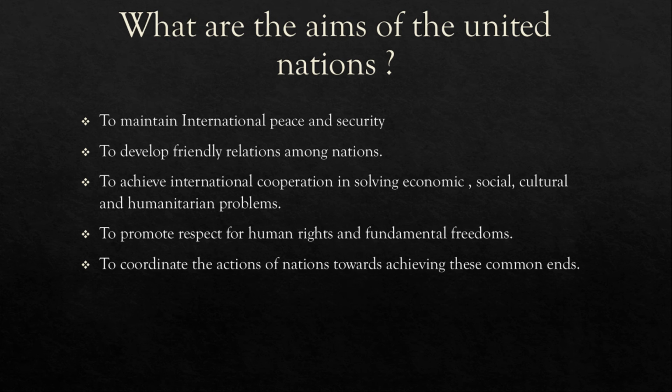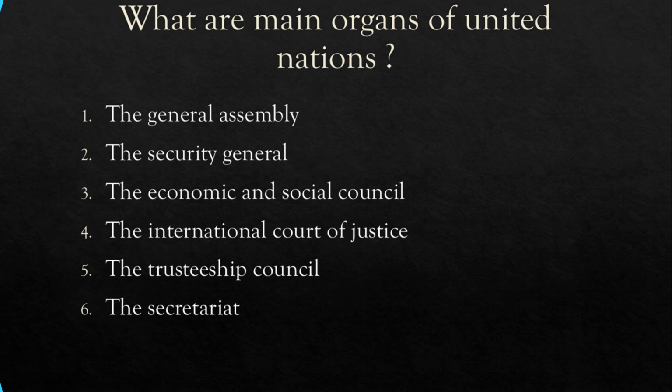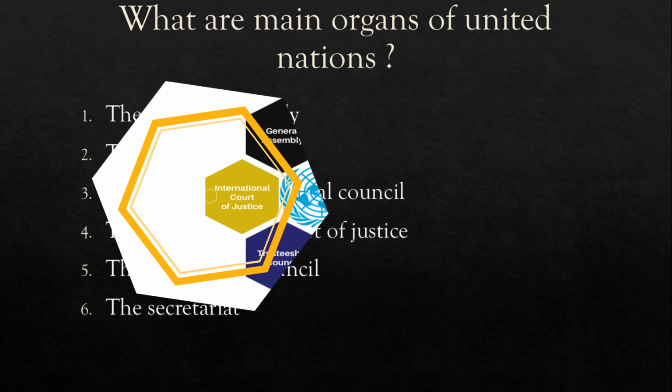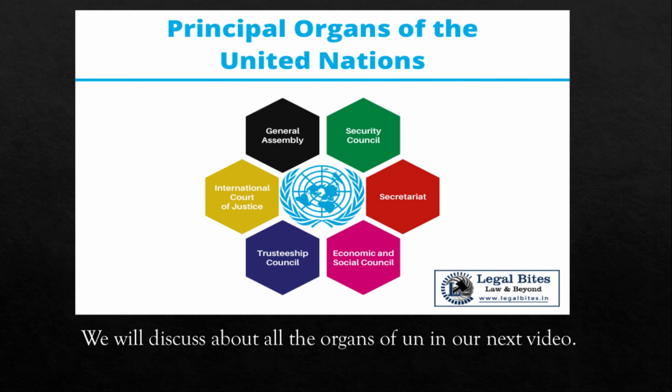Now we'll come to the main organs of the United Nations. As I told you, there are 6 organs: the General Assembly, Security Council, Economic and Social Council, the Secretariat, the International Court of Justice, and the Trusteeship Council. These are the principal organs of the United Nations. I told you about the tree chart. I request every one of you to please take a screenshot of this page. It's a very important page and it's represented very nicely. We'll discuss them in detail in our next video.